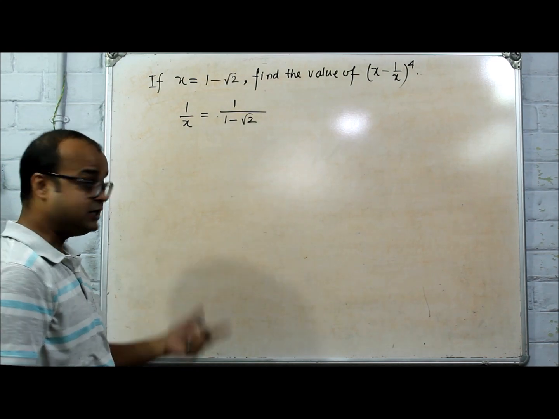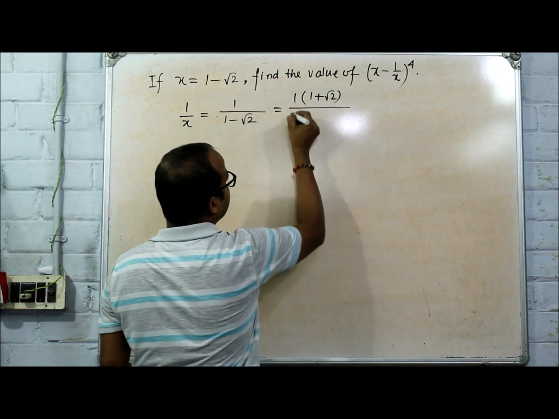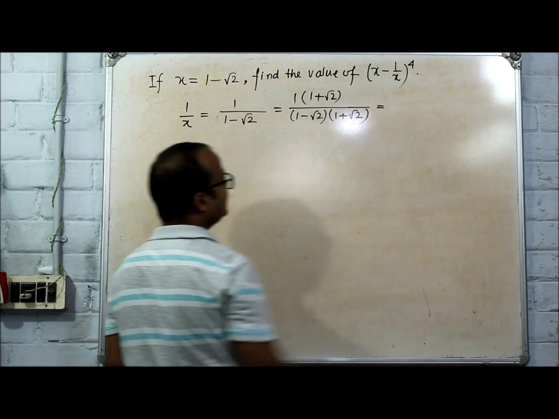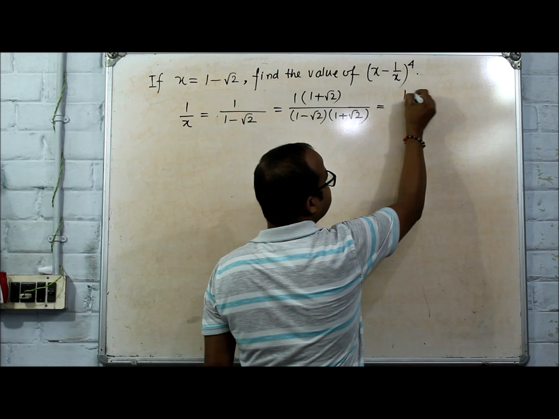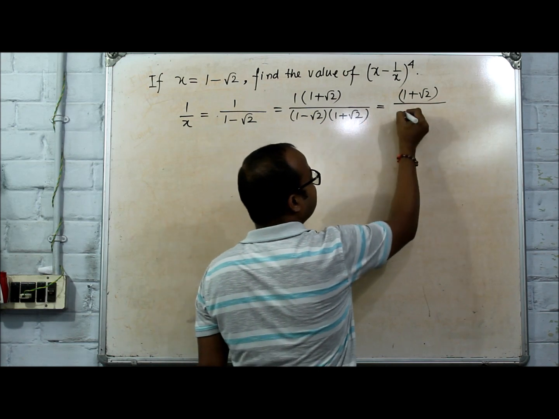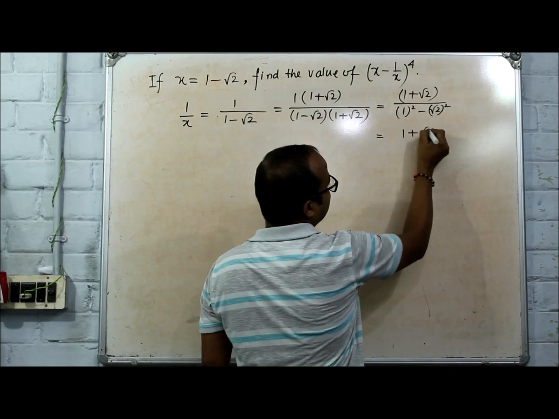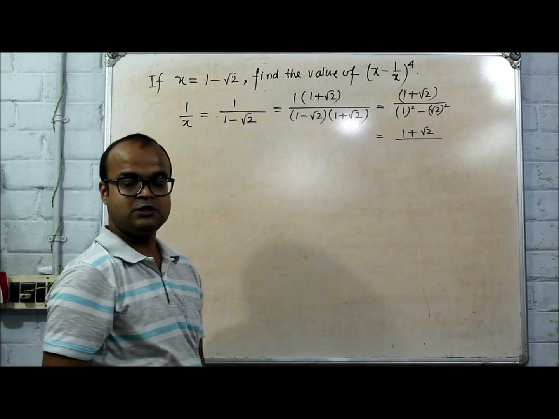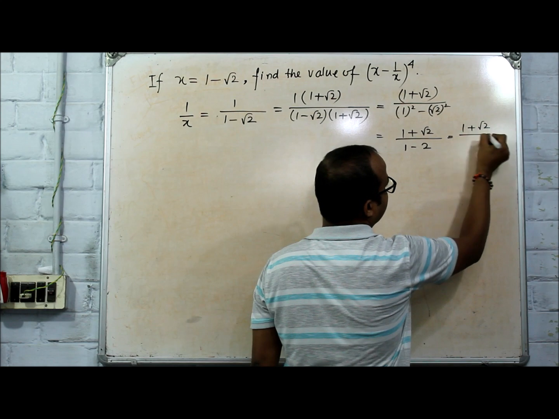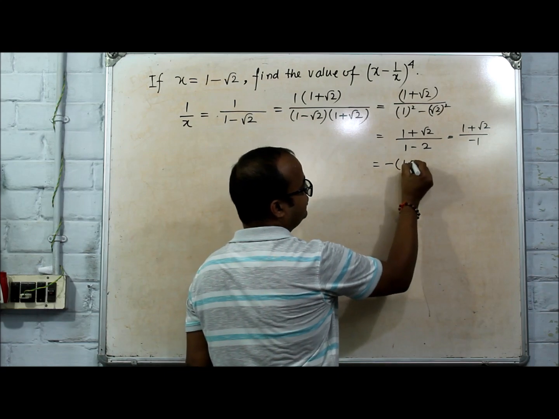Next, you need to rationalize the denominator. So 1 into 1 plus root 2 by 1 minus root 2 into 1 plus root 2. So 1 plus root 2, and a minus b into a plus b, so a square minus b square. 1 plus root 2, 1 minus root 2 square means 2. So 1 minus 2, that is equal to 1 plus root 2 by minus 1. So this can be written as minus of 1 plus root 2.